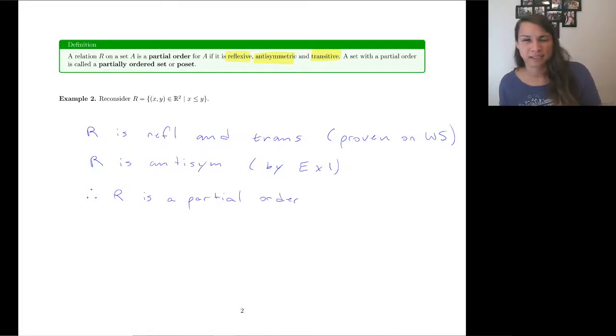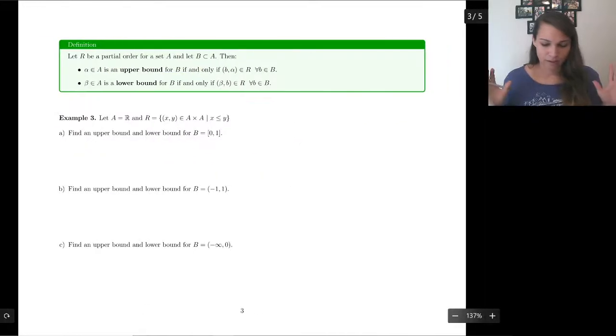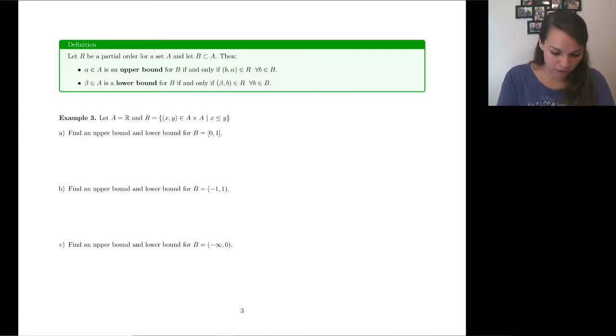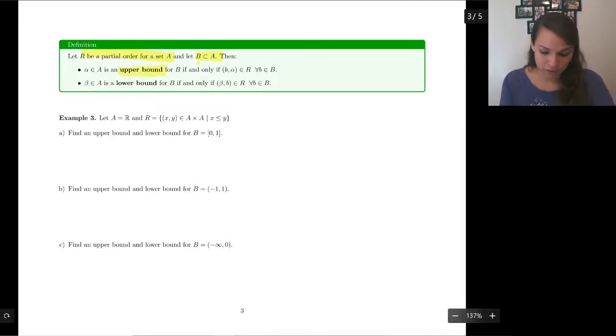Are there other partial orders? Yes, of course there are other partial orders. This is going to be the biggest and most important partial order that you'll ever have the pleasure of dealing with, because we like less than or equal to. With partial orders, we have an order for our elements, which means we can talk about things that are bigger than and things that are smaller than. So we're going to say that R is a partial order for the set A, and B is a subset of A. We have alpha is an upper bound for B.